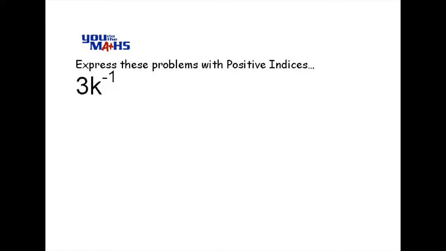Let's have a look at how we apply that. Here we've got 3k to the negative 1. Now the negative 1 only applies to the base k, not the 3. So when we rearrange this with positive indices, we take the k to the bottom line to form a new fraction, so it's 3 over k to the 1. Or another way of expressing that is 3 over k.